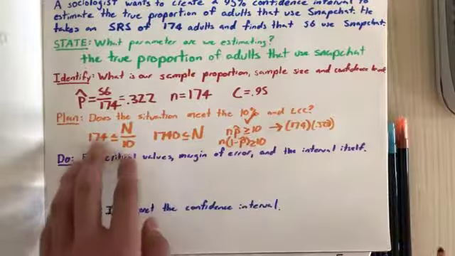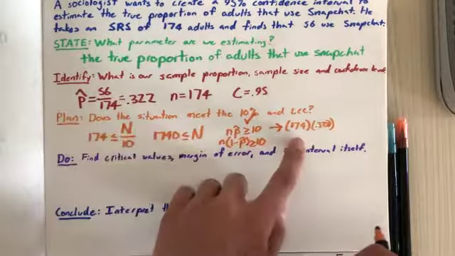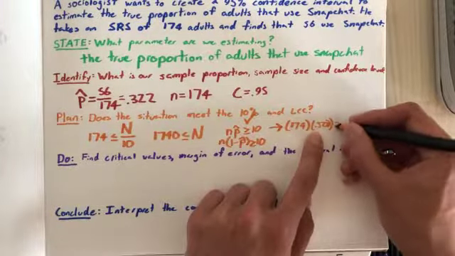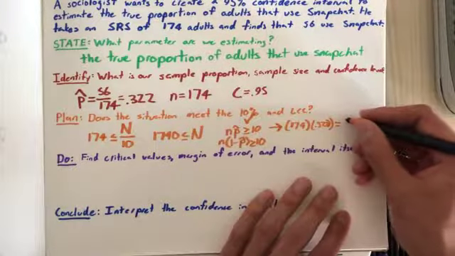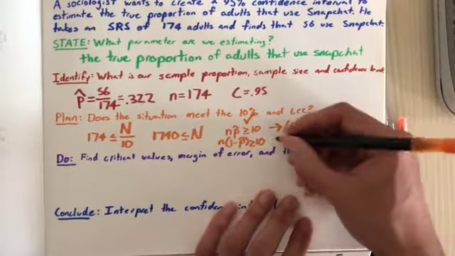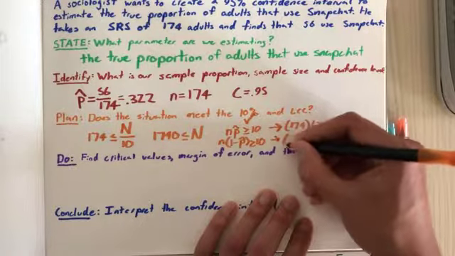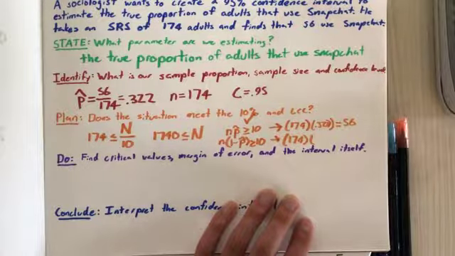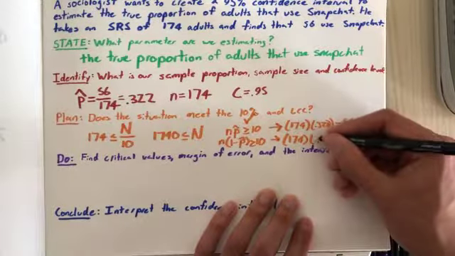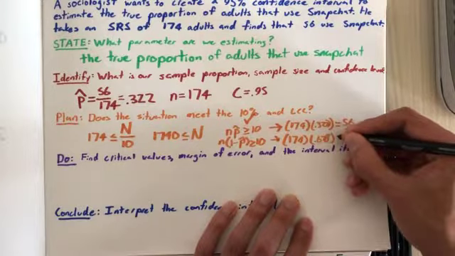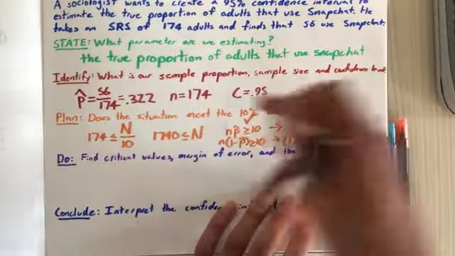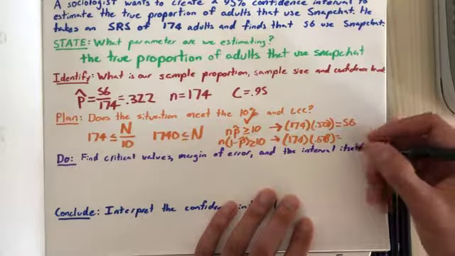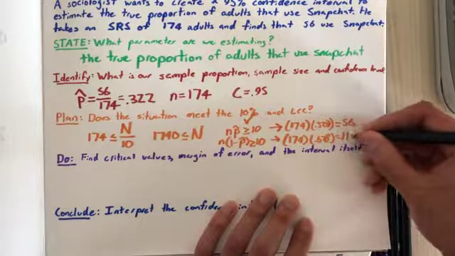0.322. If you're clever, you'll notice that this is just a rearrangement of this. So we know that 174 times 0.322 is just going to be 56, the number that we actually got in the sample. And if we do this bottom one, we have 174 times 1 minus p hat. So 1 minus 0.322 is 0.678, which is really just the number of adults that don't use Snapchat from the sample, which means that n times 1 minus p hat is going to be 118.